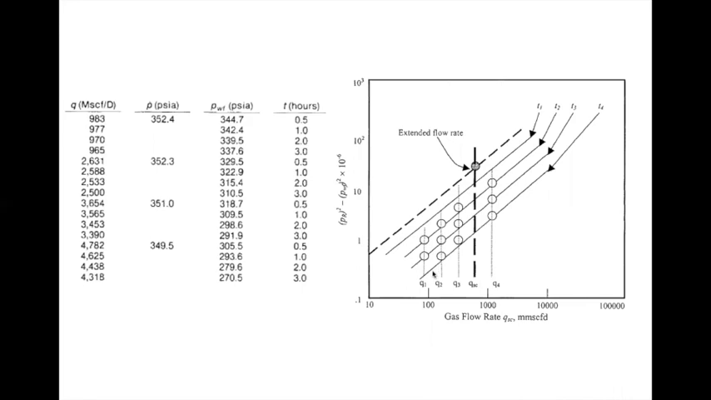Now if you do the same exercise for a different time, you will get another deliverability curve. If you do it for another, you will get another deliverability curve. Now what does it mean? It means that all these curves which you are obtaining are not the actual deliverability curve, because the pressure is transient at that stage where you are observing the data. So the pressure has not reached the stabilized state, right?